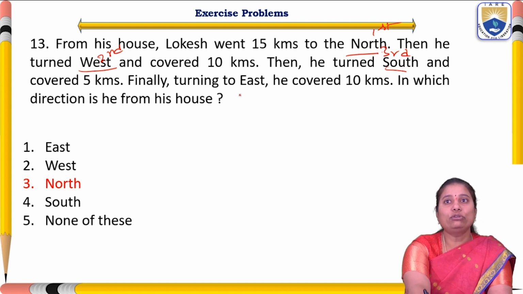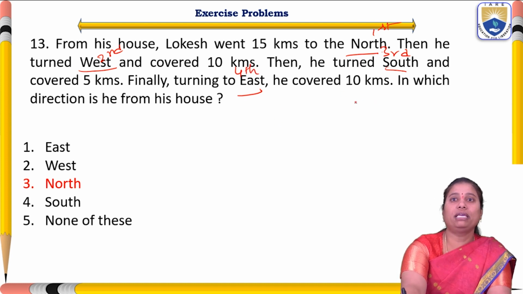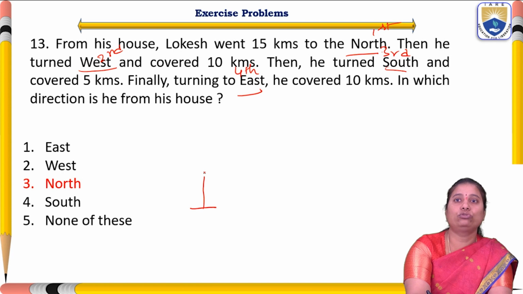Finally, turning to the east, this is the fourth movement of that person. He covers 10 kilometers. In which direction is he from his house? So from his house, Lokesh went 15 kilometers towards this one. This is his house and he has moved 15 kilometers towards the north.